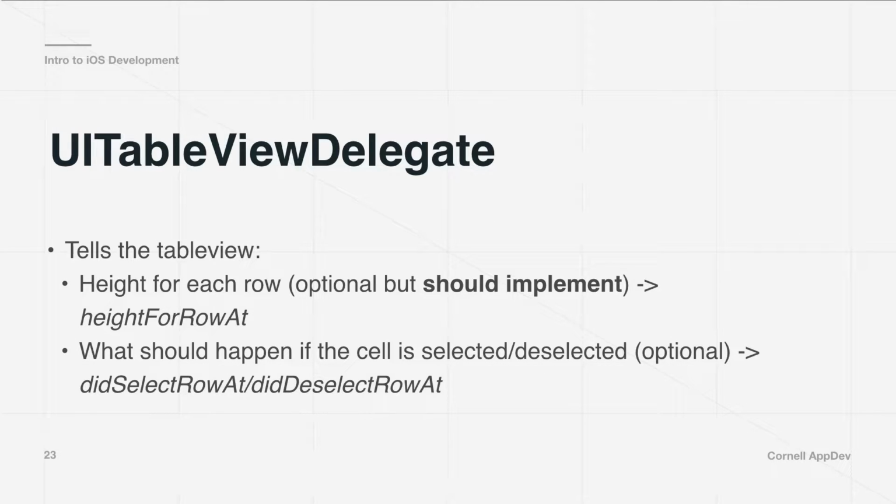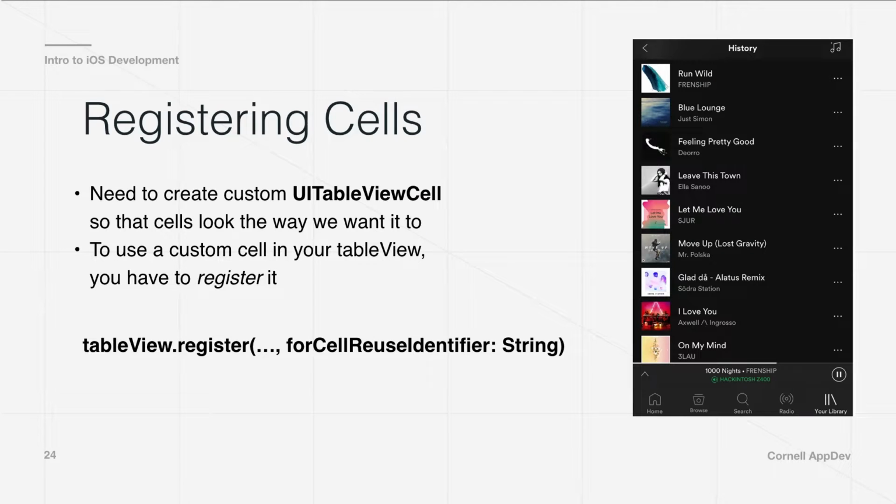And then the corresponding methods are height for row at, did select row at, and did deselect row at. Height for row at is optional, but you should implement it because if not, they'll just use the default table view cell height, which I believe is like 30 or something. But in most cases, you want to customize that to be whatever you want. Any questions about that? So that's the two protocols.